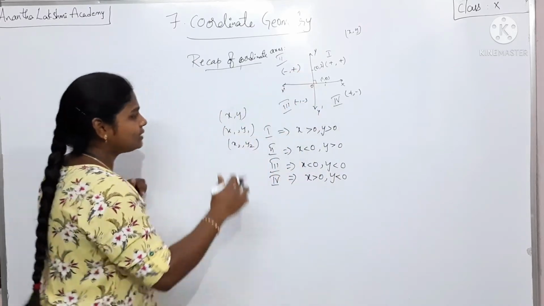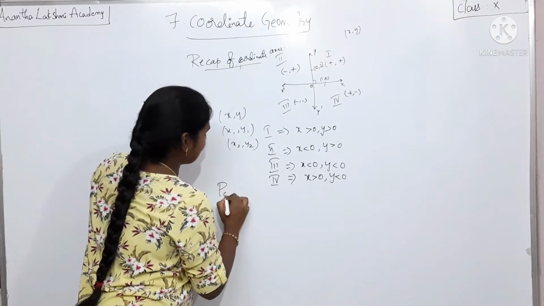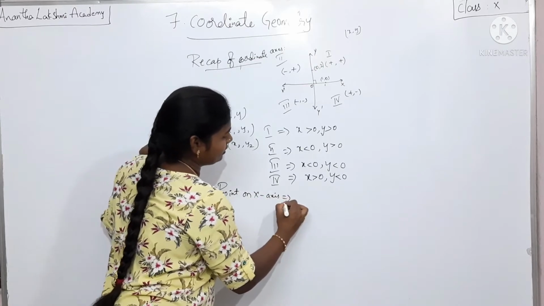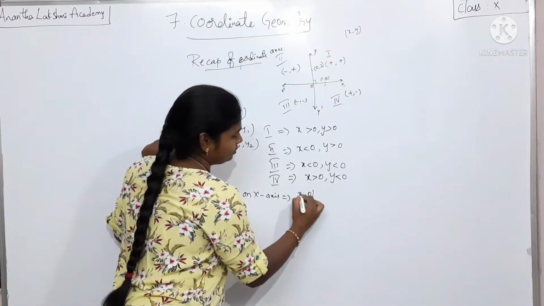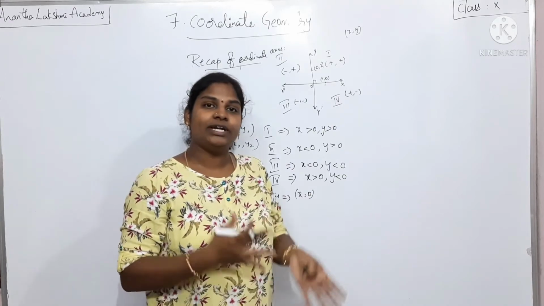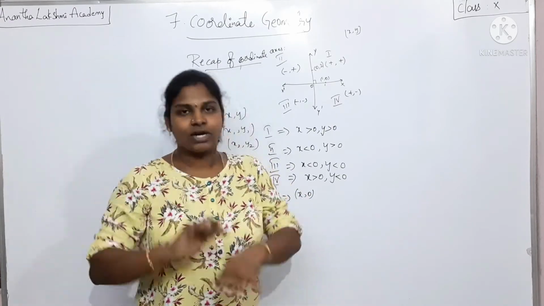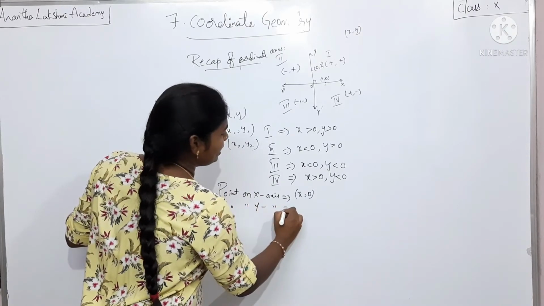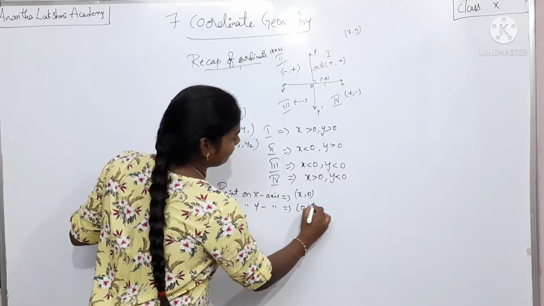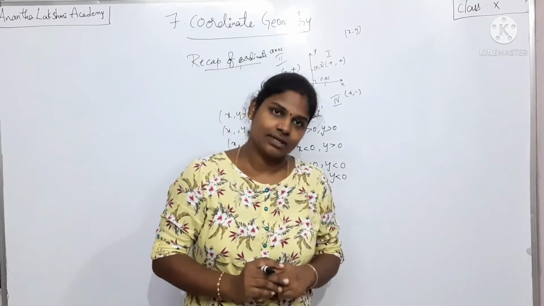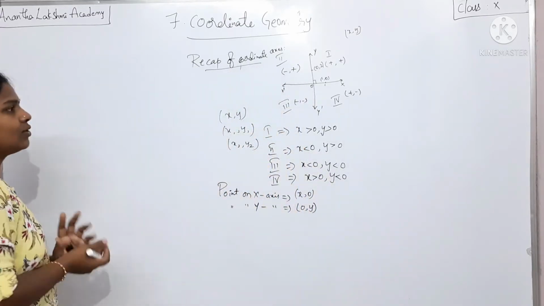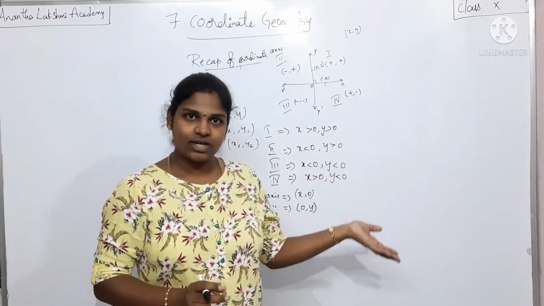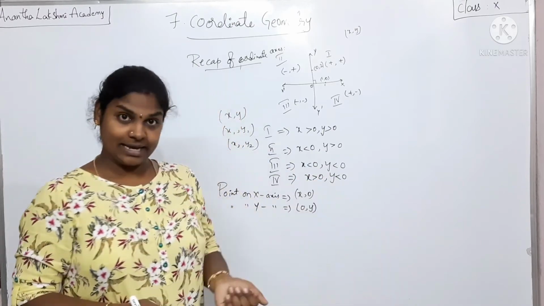Okay, so point on x-axis is nothing but x comma 0. When we are discussing about the point on one axis, the other axis coordinate will be 0. Okay, simply like point on y-axis is going to be 0 comma y. Alright? Yes, that is about the coordinate axis and whatever we have learned so far in our earlier classes.